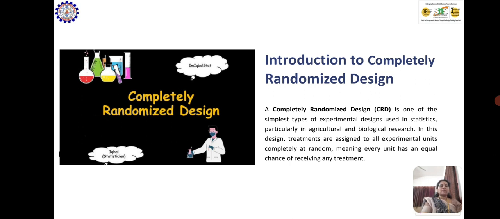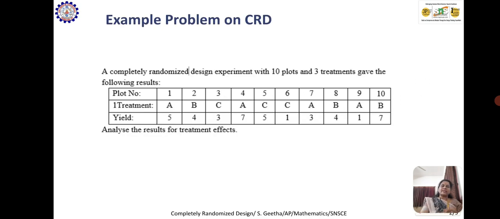In this session, we are going to see one more example problem on completely randomized design. Already we discussed that a completely randomized design is one of the simplest experimental designs used in statistics, particularly in agriculture and biological research. In this design, treatments are assigned to all the experimental units completely at random. That means each unit has an equal chance of receiving any treatment. Now we are going to see one more example problem on completely randomized design.